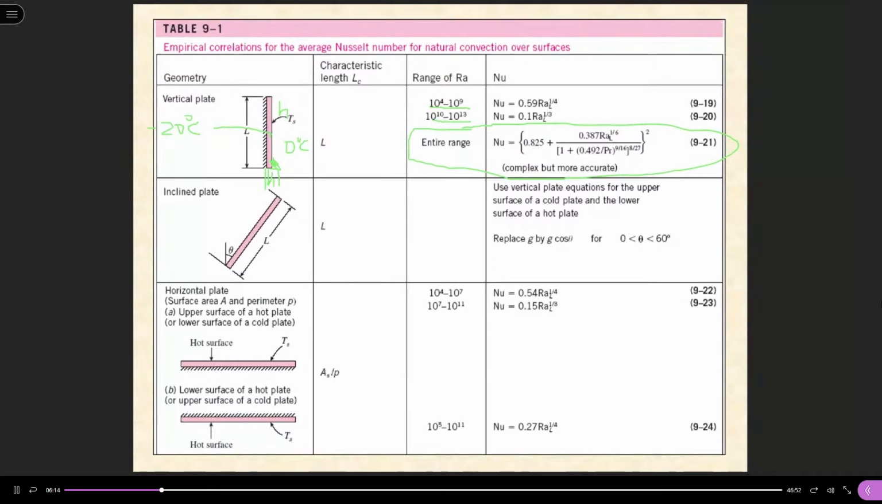If I have a skylight window, skylight means if you live in a house and this is the roof of your building, you would build in some skylight windows. So this is an inclined plate, and it's very simple. You just replace g, the gravity, by g times the cosine of this angle. Then the rest will be the same as this case.